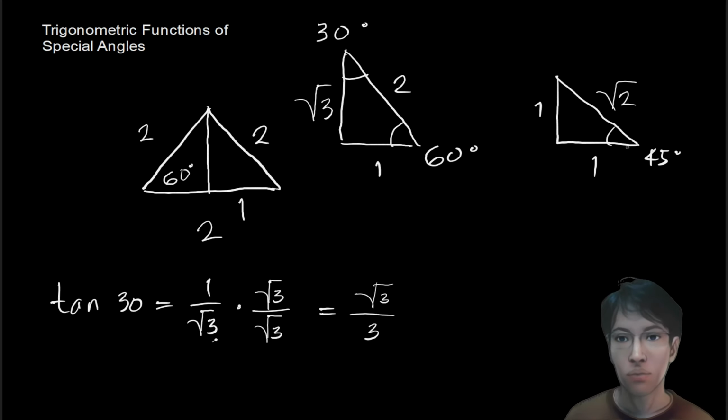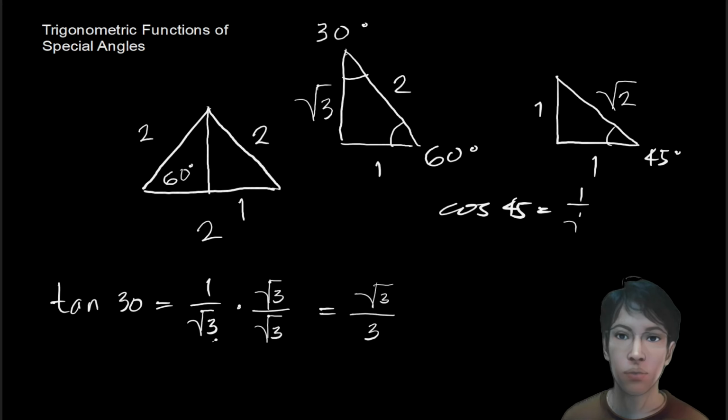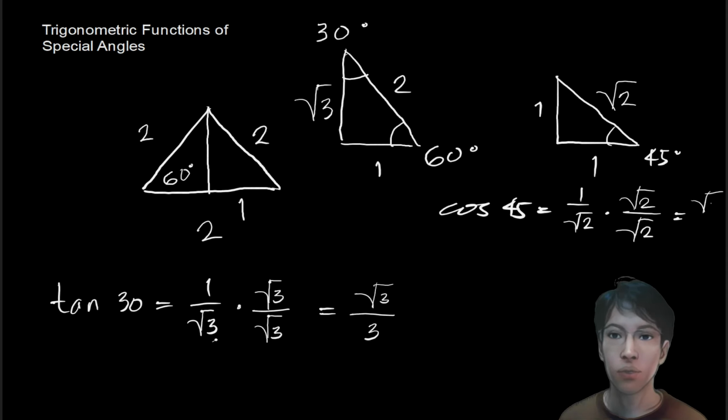So we can see that tangent is 1 over 1, and then cosine is 1 over square root of 2, but as I've said, we do not want a radical sign under the denominator, and so let me write that one. So cosine 45 is 1 over square root of 2, and so I multiply this by square root of 2 over square root of 2, and this gives me square root of 2 over 2. Okay?